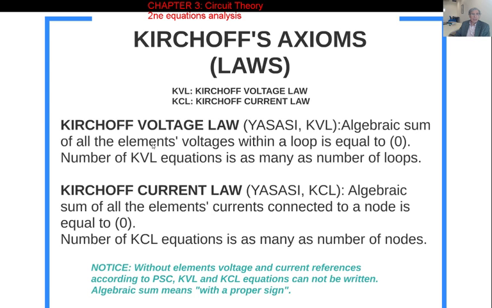The algebraic sum of all the elements' voltages within a loop is equal to 0. We already defined the loop. A loop is composed of elements. When you add up these elements' voltages, it becomes equal to 0. This axiom says so. We cannot prove it, but if you go to the lab, you could see that it holds after you measure all the elements' voltages within the same loop.